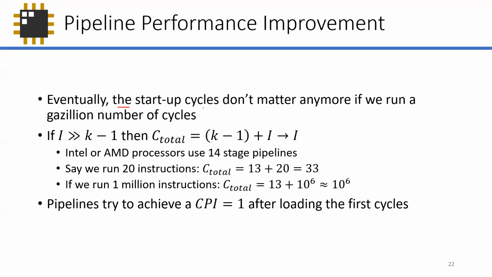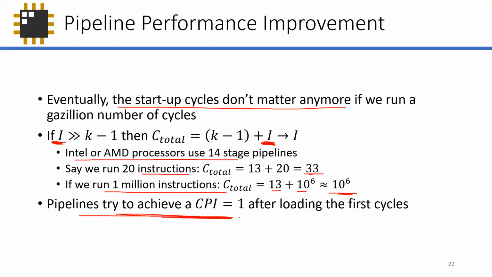As mentioned earlier, the startup cycles don't matter anymore if the number of instructions or operations that you're doing is much, much higher. Let's say for Intel and AMD processors, which use around a minimum of 14 stages, and say we run 20 instructions, that's a total of 33 cycles only. But if you run a million instructions, that's 13 plus 10 to the 6, which is approximately 10 to the 6 still. Again, I'll reiterate that pipelines try to achieve a clock cycle per instruction of 1 per cycle. Cycles per instruction, that's what CPI means.